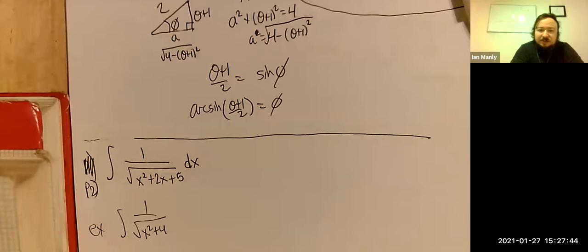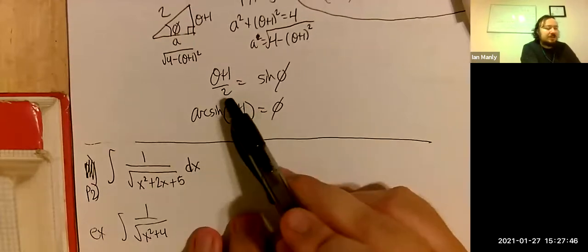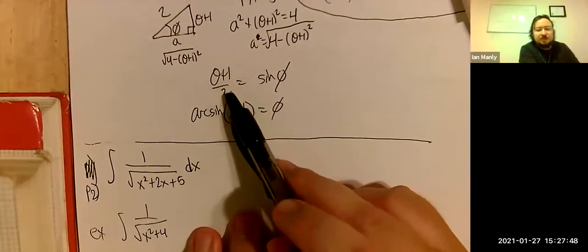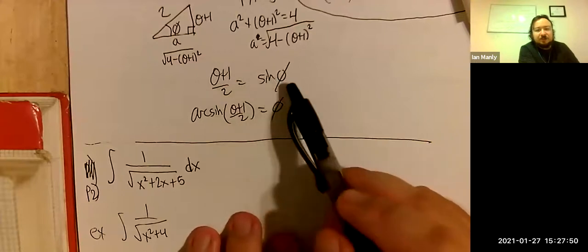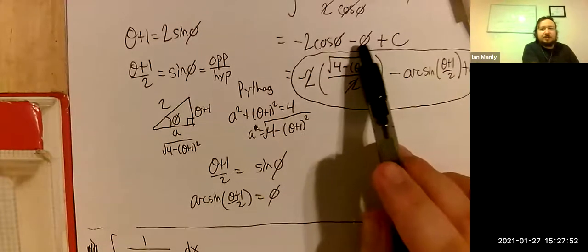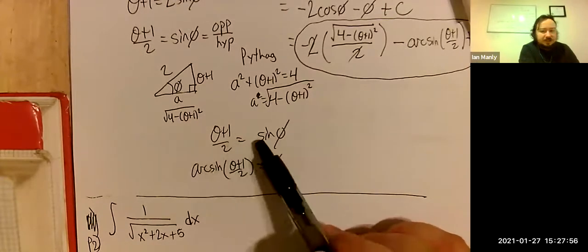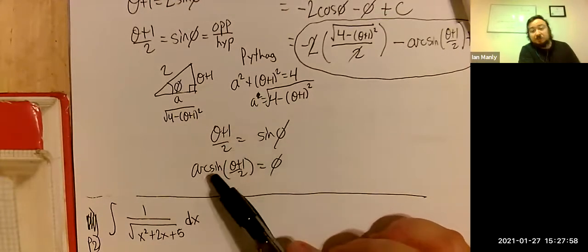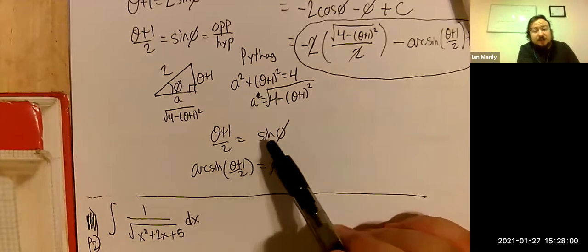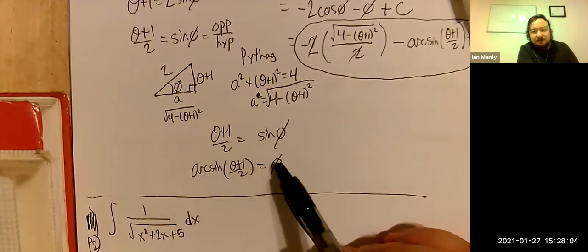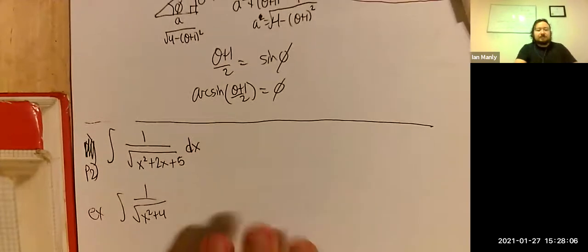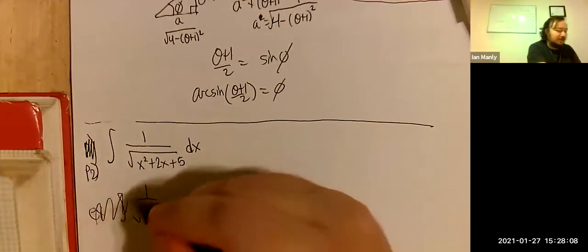Can I explain the arcsine step in the last problem? Yeah, so this was our substitution, right? Theta plus 1 over 2 is sine of phi. So in order to get what phi is, because we need to know for this, I simply took arcsine of both sides. So arcsine of this is arcsine of that. And then arcsine of sine will cancel out the sine, and we'll just have phi right here. We're not doing this example.